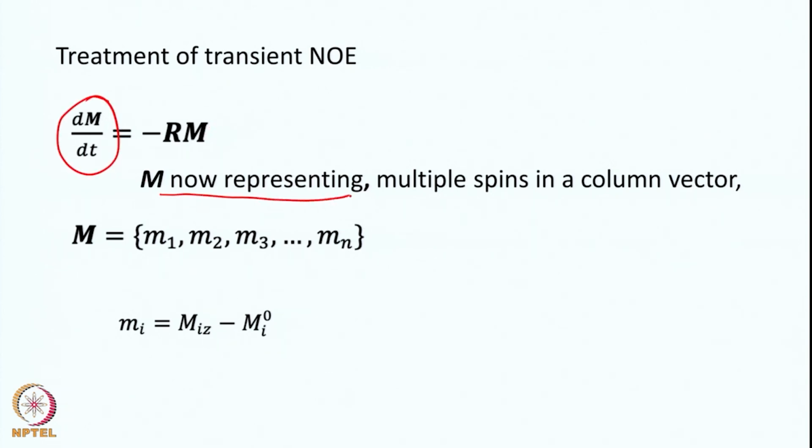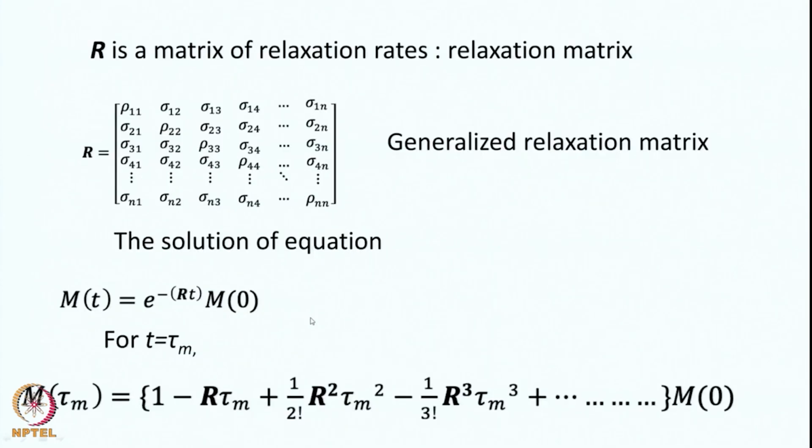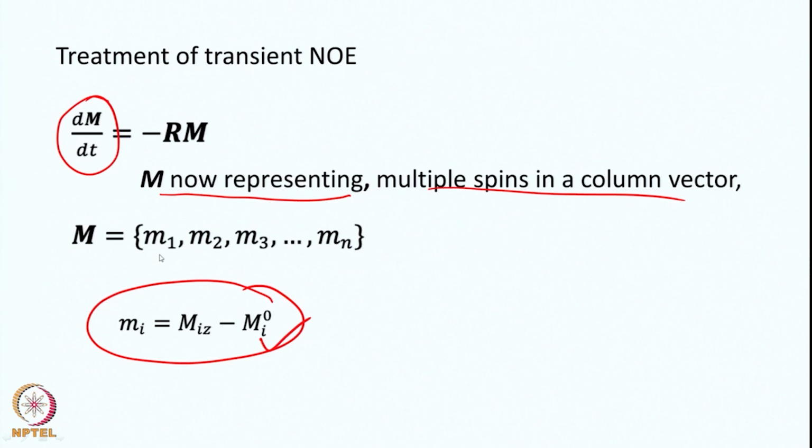So, M now represents multiple spins in a column vector like M1, M2, M3, Mn, and Mi at any spin I is the difference of the Z magnetization of spin I minus the equilibrium magnetization. We can write R as the various rates, the auto relaxation rate and the cross relaxation rate. If you look, the diagonal element correlates with itself, that is the auto relaxation rate, and then you have the cross relaxation rate. So that is the R matrix, and then we have a column vector given by M.